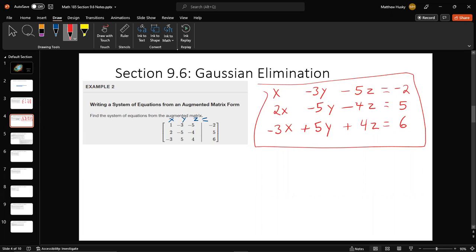Now, we've not gotten into how we would solve this just yet. We're mainly just focusing on, can we do the basic stuff? Can we go back and forth between a system and a matrix? I hope you'll agree with me that doing that much at least is not too terrible.